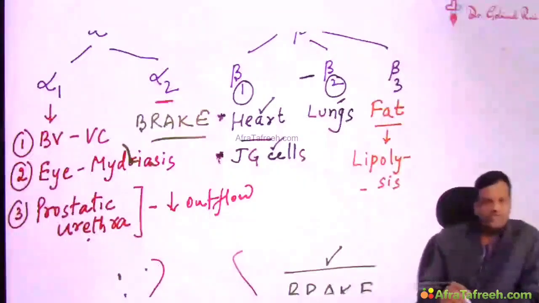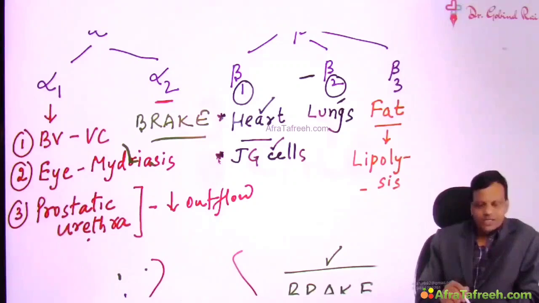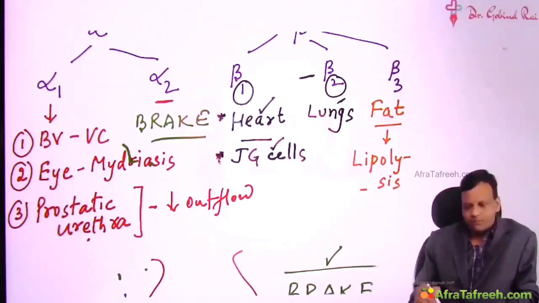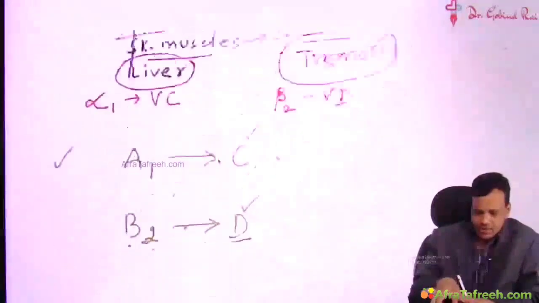So we have discussed the location of different sympathetic receptors. So alpha 1 receptor, it is present in the blood vessels, eye and urethra. Alpha 2, the main function is to act like a brake. Beta 1 is mainly present in heart and JG cells, and rest everywhere beta 2 receptor is present. So with this basic understanding, now we can discuss the drugs acting on these receptors.